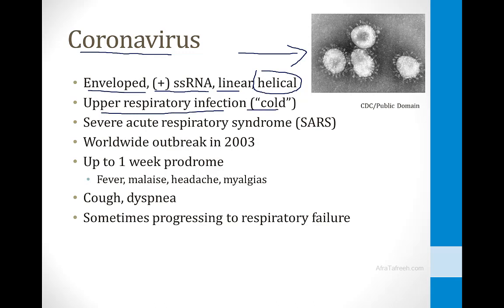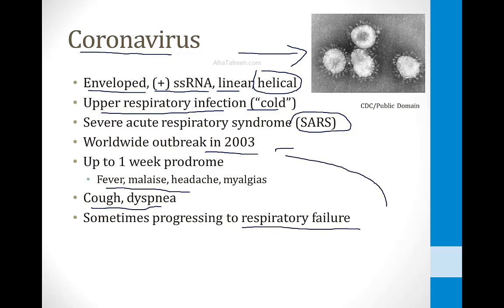Now, the most common cause of the common cold is rhinovirus, but coronavirus can also cause this. It can also cause something called severe acute respiratory syndrome, or SARS. So there was a worldwide outbreak of SARS in 2003 where patients developed a 1-week prodrome of fever, malaise, headache, and myalgias. Then they would develop cough and dyspnea, and sometimes it progressed to respiratory failure. This outbreak in 2003 resulted in a lot of people being quarantined and a lot of fear about the virus being spread around.